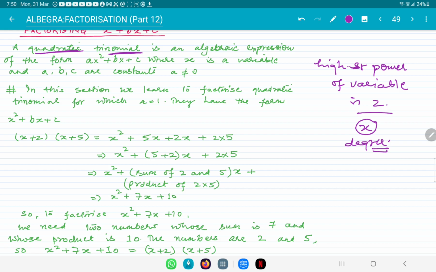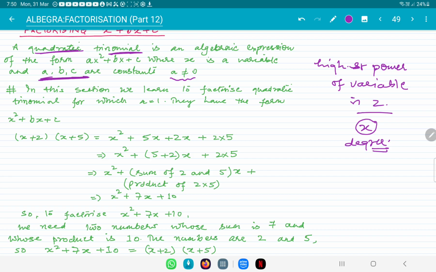I have already explained this in my earlier videos. You can check those videos, and I will give you the link of those videos also. Here x is a variable and a, b, c are constants, and a is not equal to 0. So this is the condition of our quadratic trinomial.